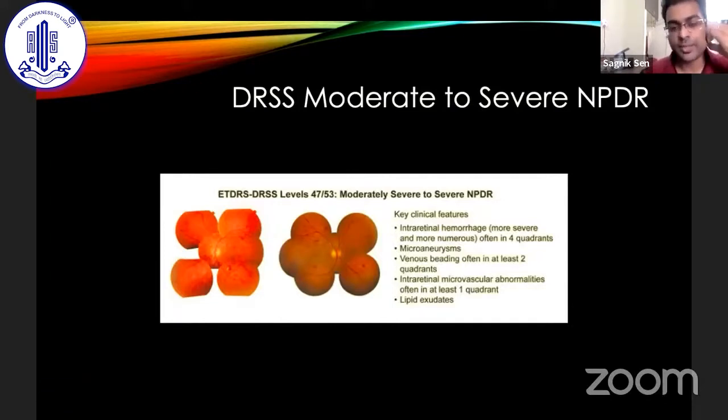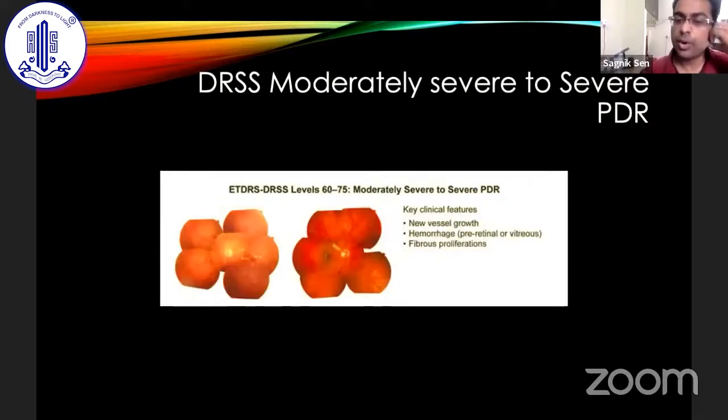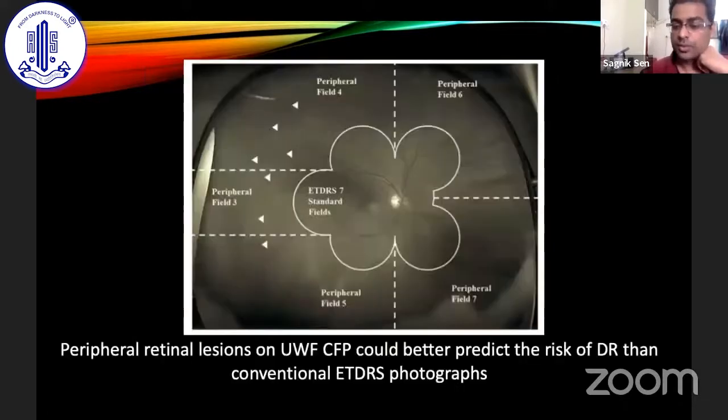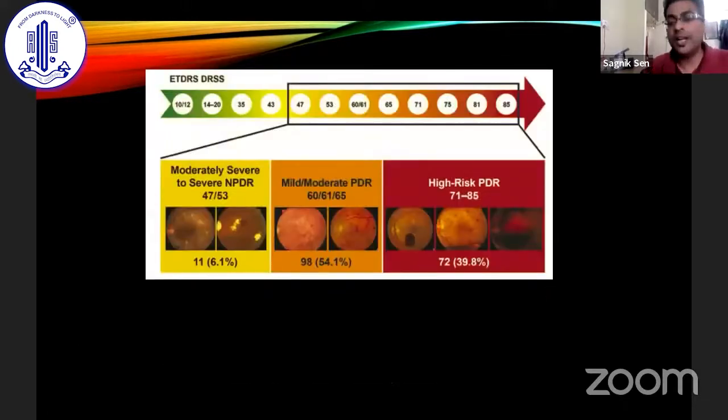Mild to moderate NPDR was levels 35-43 on the ETDRS DRSS score, which included intraretinal microvascular abnormalities, hemorrhages, and microaneurysms. Levels 47-53 were moderately severe to severe NPDR. Again, patients would have more severe intraretinal hemorrhages in all the quadrants, then venous beading, intraretinal microvascular abnormalities, and lipid exudates. And levels 60 to 75 would be moderately severe to severe PDR, where we have neovascularization.